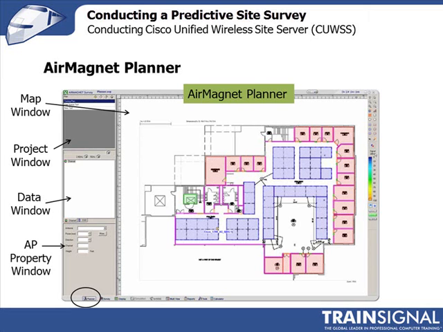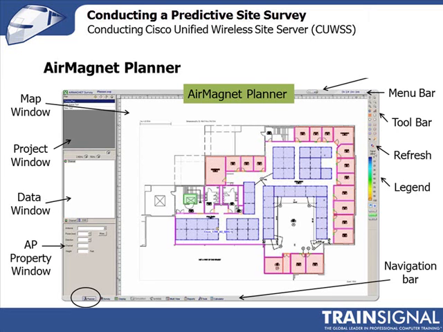The AP property window, if I click on an access point, will display the attributes of that access point. Things like what power level it's transmitting at, what antenna it's using. And then I have a range of toolbars, etc. that are helping me put access points on here, generating heat maps, inserting walls, etc. So enabling me to really create a prediction for my site plan.